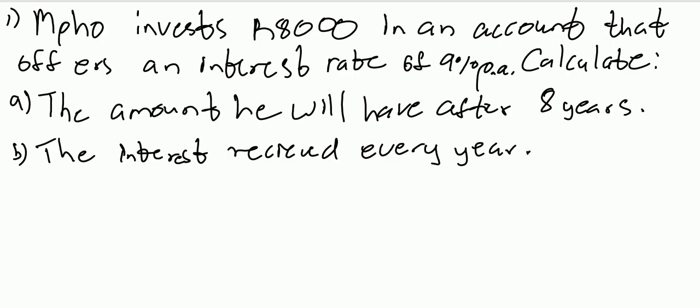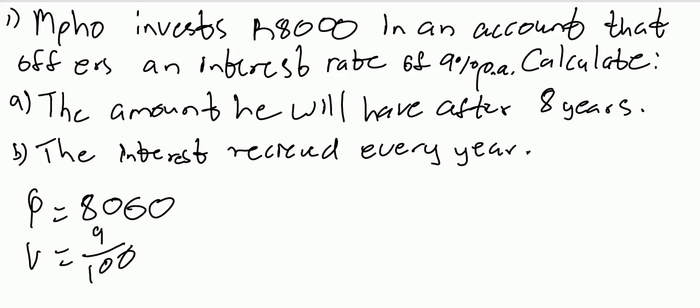For example, they say Mpho invests 8,000 in an account. Remember, when Mpho invests 8,000, that means our 8,000 is our P, because I said P is the initial amount. Then in an account that offers an interest rate of 9%, our i is what? Remember, I said it is the percentage you divide by 100. So it's 9%, which is our i. But then it is per annum.